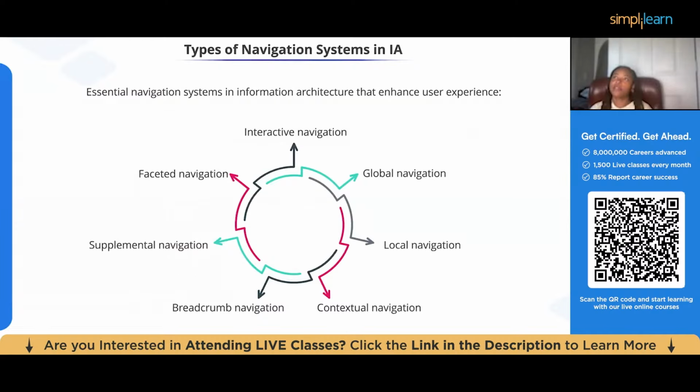And then next we have types of navigation systems and information architecture. It is essential navigation systems and information architecture that enhance user experience. We're going to start from the left side. We have, or we're going to go around this way. We have interactive navigation, faceted navigation, supplemental navigation, breadcrumb navigation, contextual navigation, local navigation, as well as global navigation.